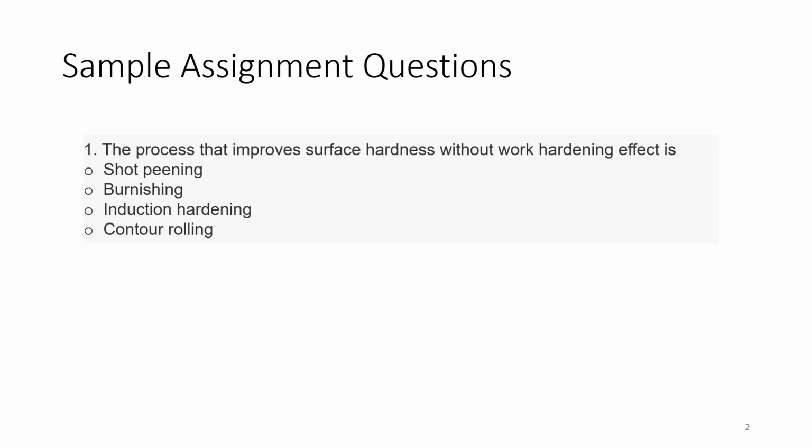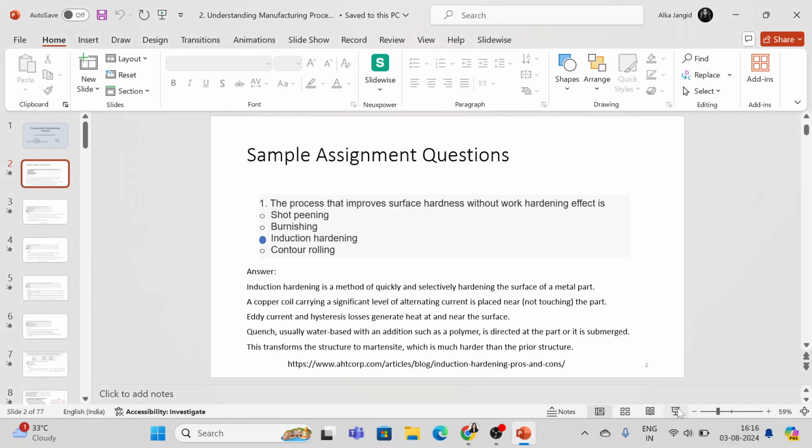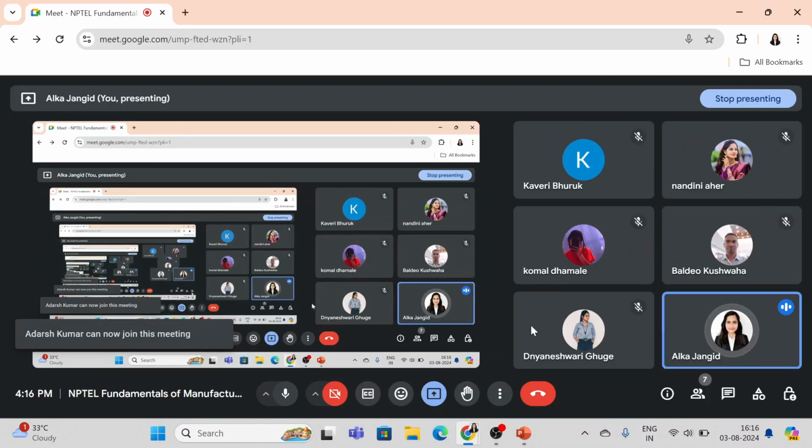Okay, so the first question is: the process that improves surface hardness without work hardening effect is. Your options are shot peening, burnishing, induction hardening and contour rolling.